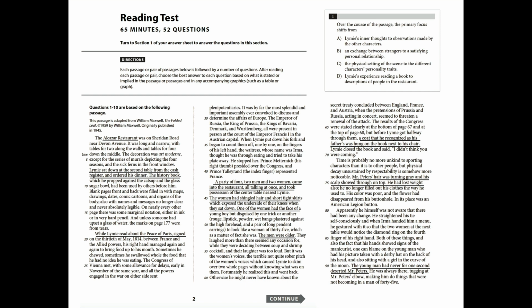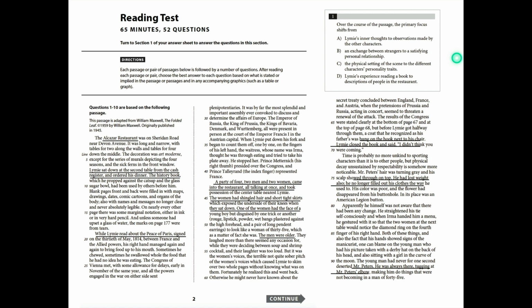Now, this probably sounds very convoluted and complex, but really, once you start doing it, and we work through a few passages, it's going to seem much more clear, and it's going to make working with these SAT passages much easier. All right, so let's go on and start working with question number 1. Okay, question number 1. I'm going to read it carefully. Over the course of the passage, the primary focus shifts from. Now, the first thing you want to do is just mentally cross out the word primary, or actually take your pencil and cross it out.